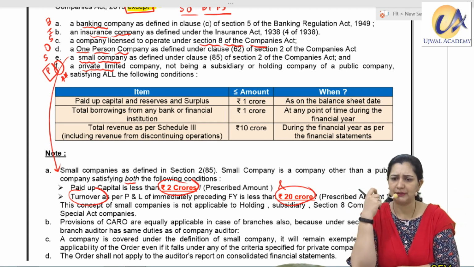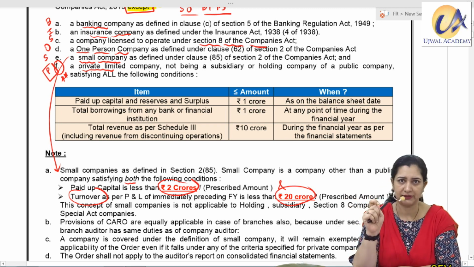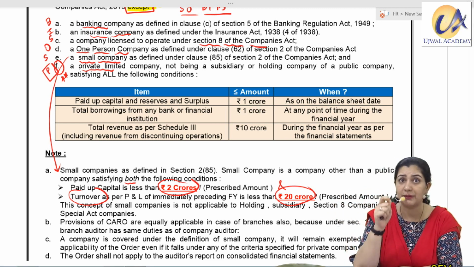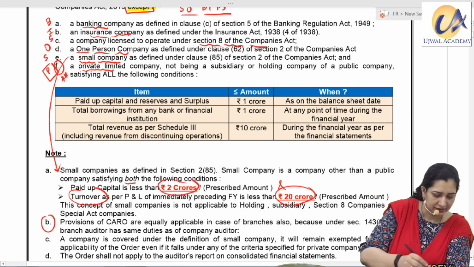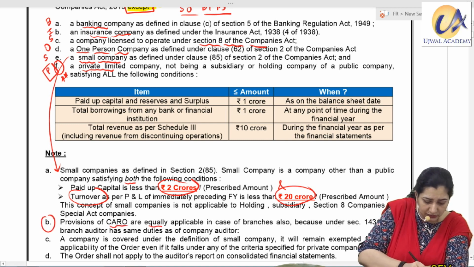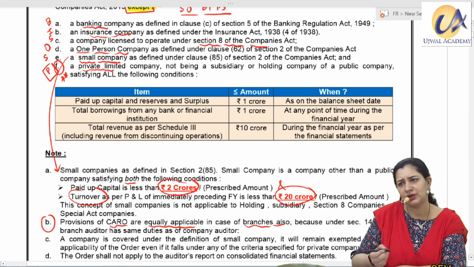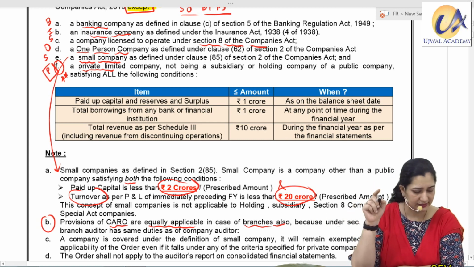Now one question may come to your mind. Does Karo apply to branch reporting? Okay, so if I'm doing audit of a particular company's branch, will Karo apply to that? Answer is yes. Provisions of Karo are equally applicable for branches also, because a branch auditor has similar duties like a company auditor, so they are applicable.